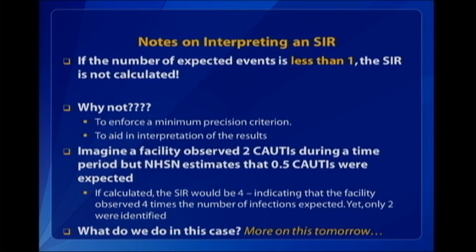I've already mentioned that if the number of expected events is less than 1, the SIR is not calculated. We've pretty much covered this. However, we get questions from folks about, well, then what do I do? We realize that we have quite a few small hospitals now reporting data, or hospitals that just have low volume of these device days, and they're saying, well, I can't get an SIR, so what am I supposed to do? We're going to talk about this tomorrow. Of course, you can always rely on rates, but I do want to spend some time on solutions and options for those who continuously run into this.